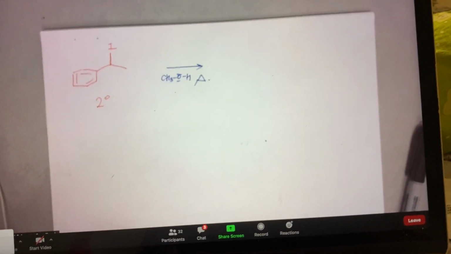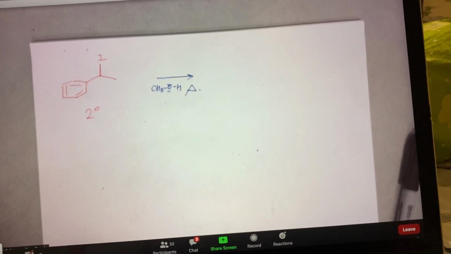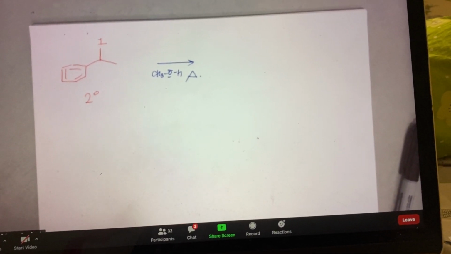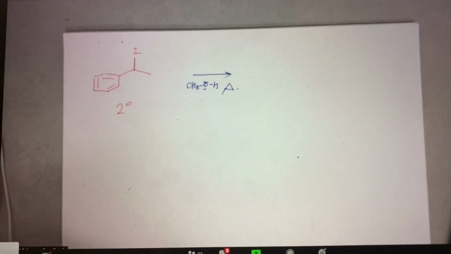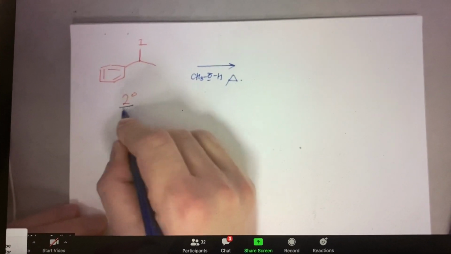So these are the only details of this. It's all we're given. Let's look at it and think about what might happen, why it might happen, or how we evaluate this particular reaction. Secondary substrate is a little bit tricky.